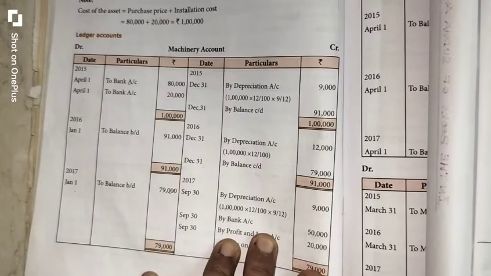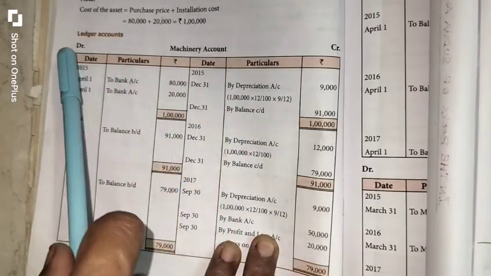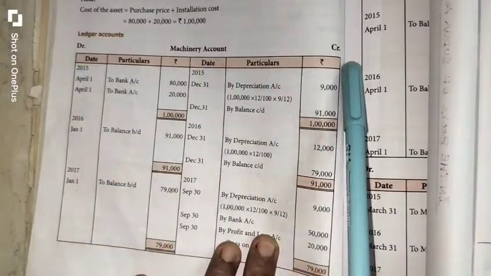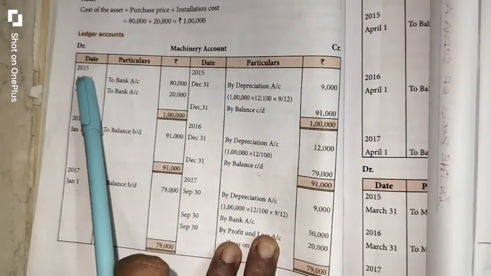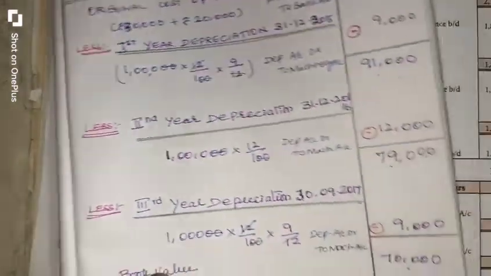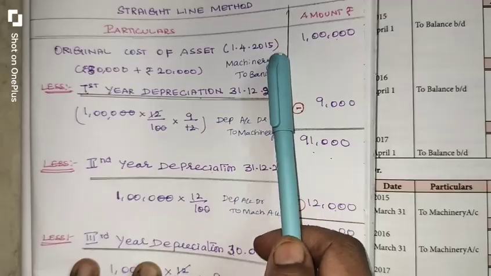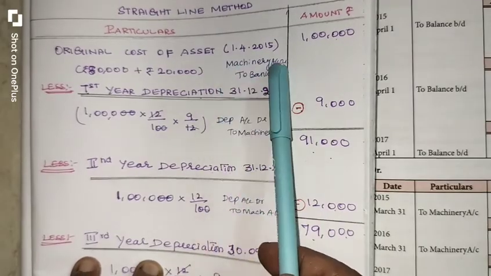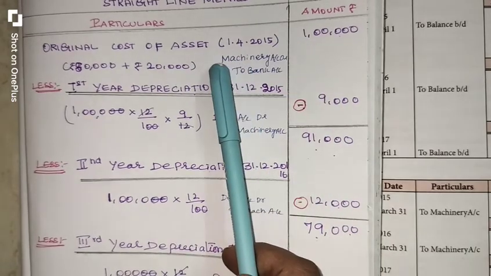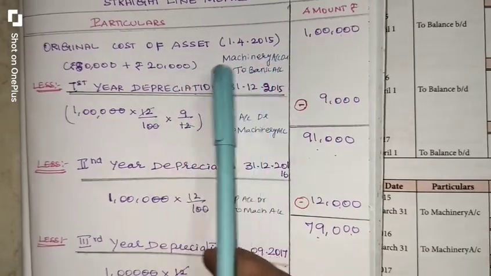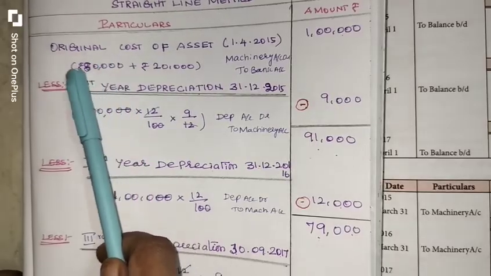Now we are going to prepare the machinery account in the ledger account. We have already prepared the format of the ledger account. When you purchased machinery on 1st April 2015, what is the journal entry for the purchase of machinery? Machinery account debit to bank account, 80,000 rupees. This is the purchasing price of the asset.